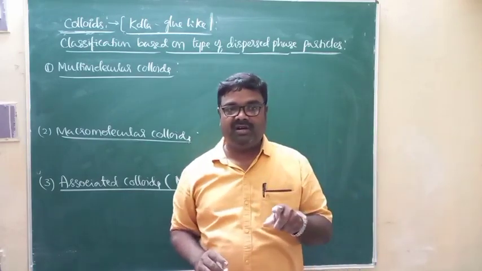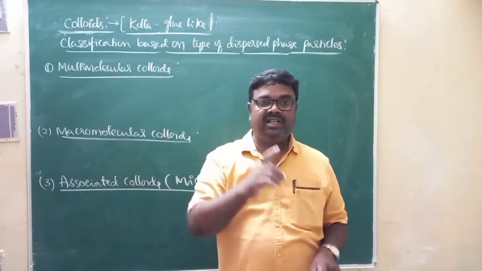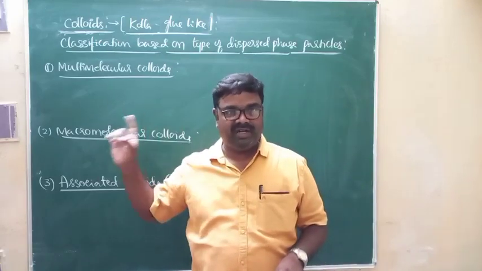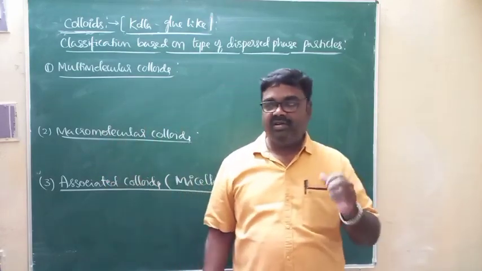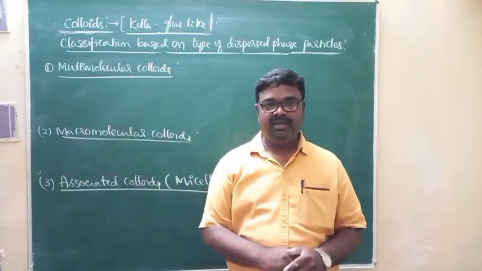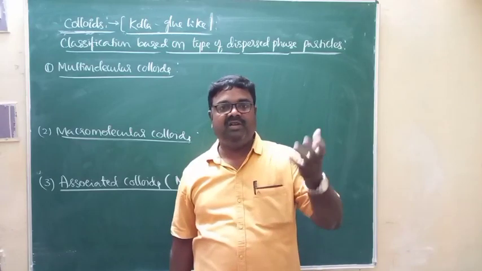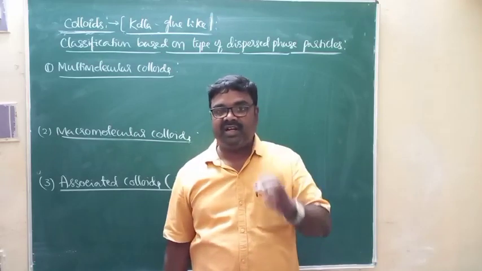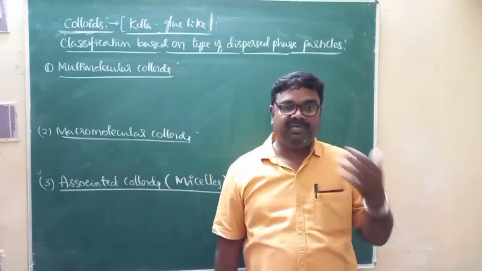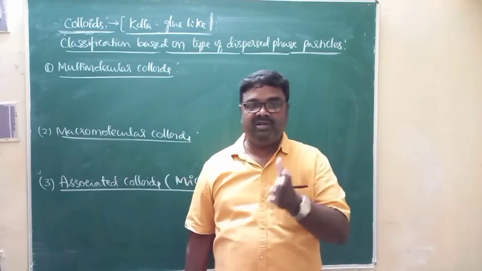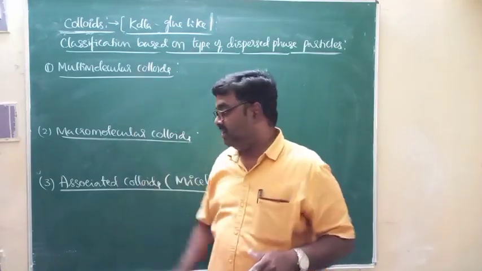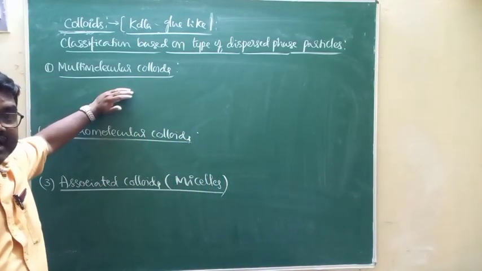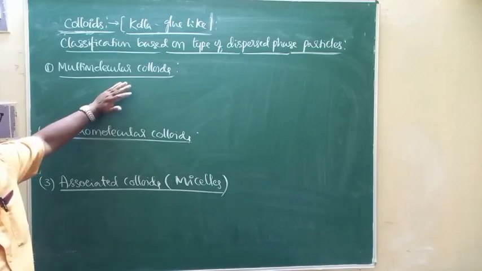So multimolecular colloids are the colloids formed by the aggregation of a large number of small atoms or molecules having a size less than 1 nanometer. Generally, in the case of multimolecular colloids, the size of the molecules will be less than 1 nanometer. When such small molecules undergo aggregation under suitable conditions, you are going to get a big colloidal particle having a size between 1 nanometer and 1000 nanometer. Such colloids formed by the aggregation of a large number of small atoms or molecules having a size less than 1 nanometer are called multimolecular colloids.